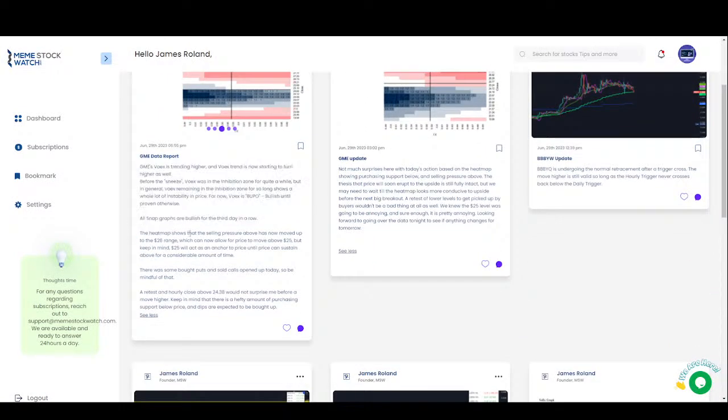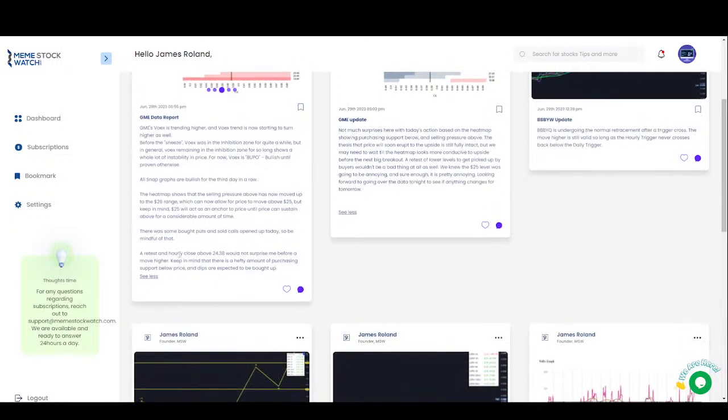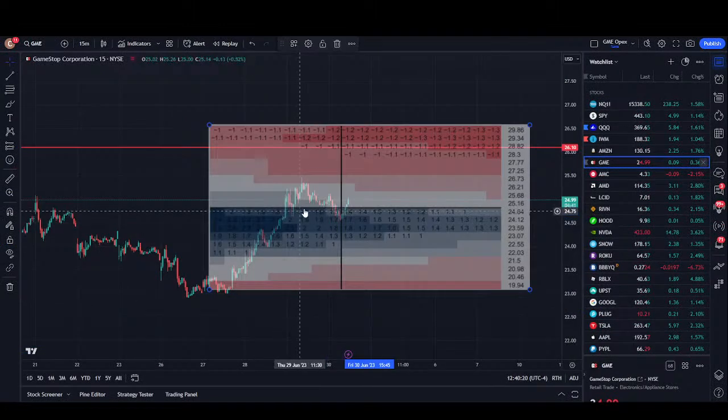The heat map shows that the selling pressure above has now moved to the $26 range, which can now allow for price to move above 25. But keep in mind, 25 will act as an anchor to price until price can sustain above for a considerable amount of time. A retest of an hourly close above 24.38 would not surprise me before I move higher. Keep in mind that there's a hefty amount of purchasing support below price, and dips are expected to be bought up. For example, like this morning's dip, which was nicely bought up.